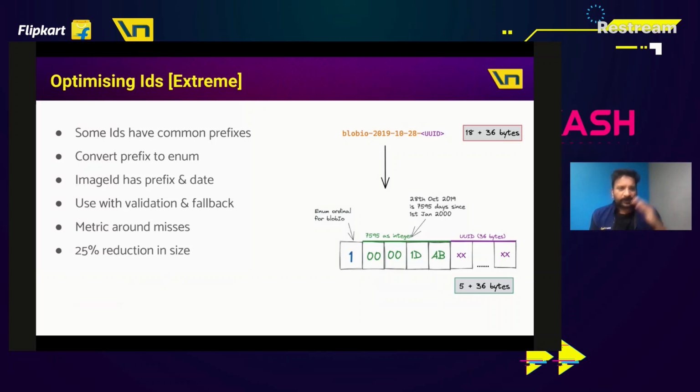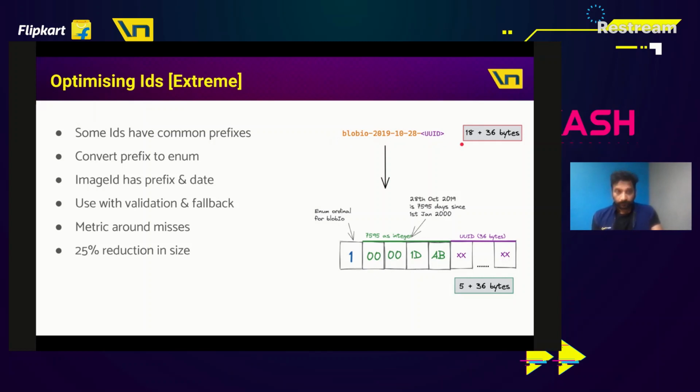Now, there's another optimization that we also did, which is an extreme optimization, if you can think about it. So we had some IDs, and these are really the image IDs. When you upload an image, there is an image ID that gets generated, and the image ID is of this format. It has blob IO, which is the data store in which it gets stored, and then it has 2019-10-28, which is the date on which the image was uploaded, and a random UUID attached to it for uniqueness. This is how an ID is generated.